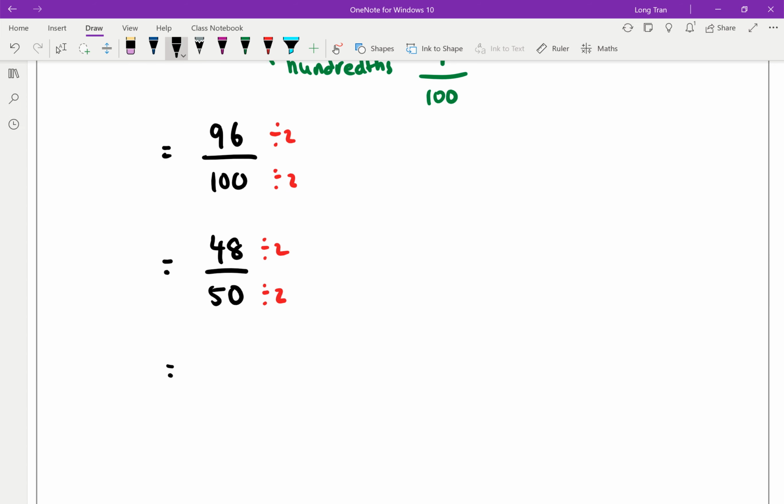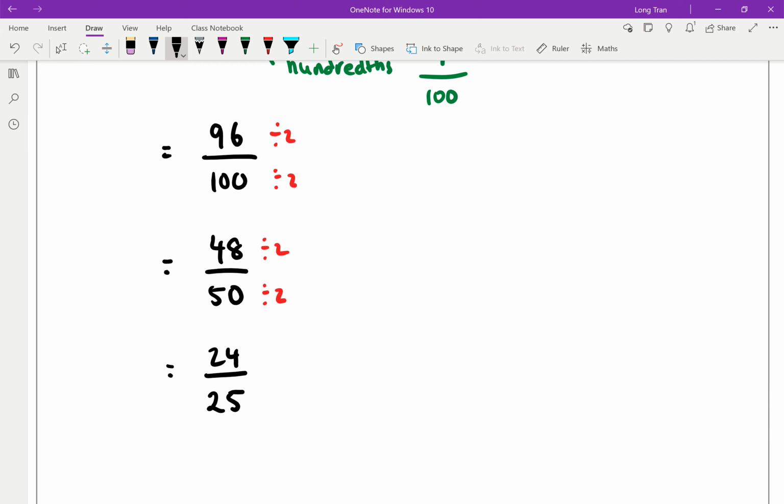Half of 48? 24. Half of 50? 25. And what you can see here is they're both no longer even. Now you go through your times table to just double check. Is there a number that can go into 24 and 25 or has a common factor? No, there isn't. That's your simplest form.